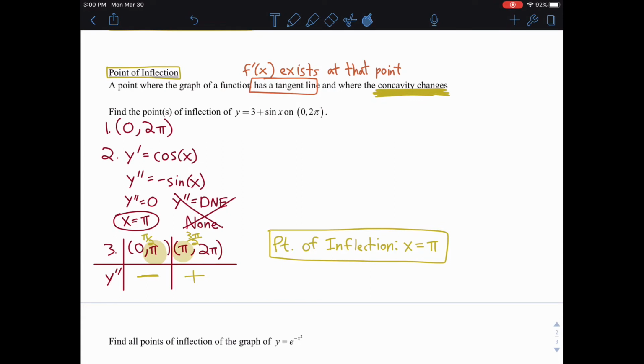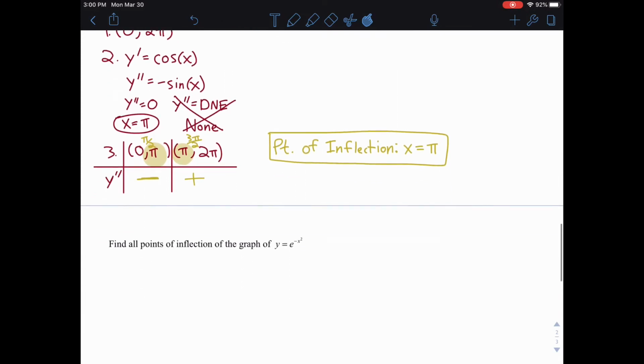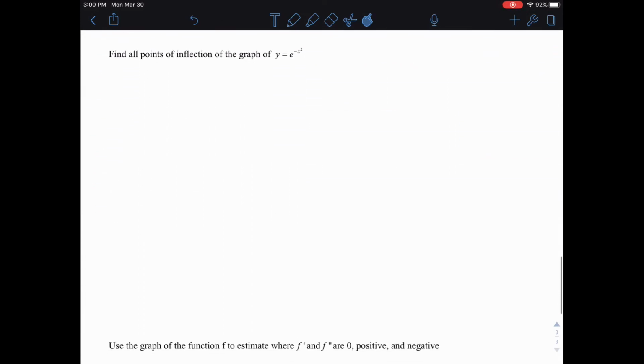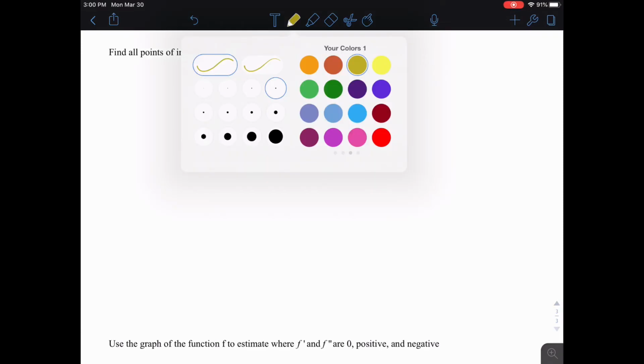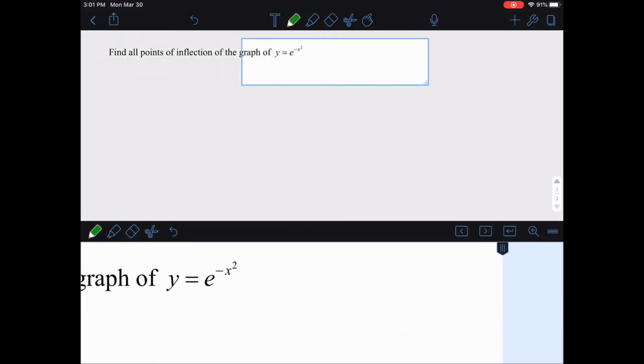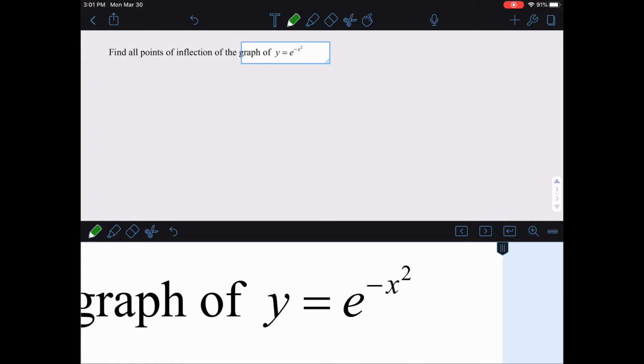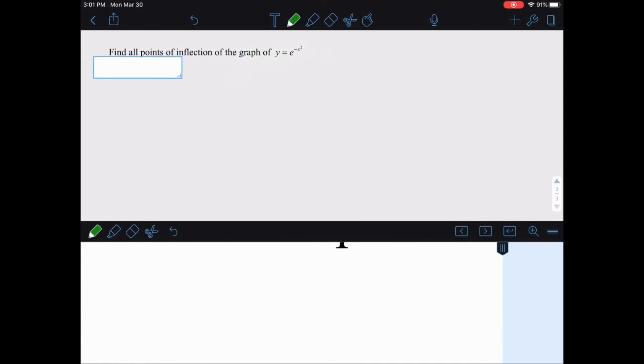So let's take a look at a bit of a tougher example now of finding a point of inflection. So y equals e to the negative x squared. Okay, so e to the negative x squared, right? We're still going to go through our same steps here like we always do.